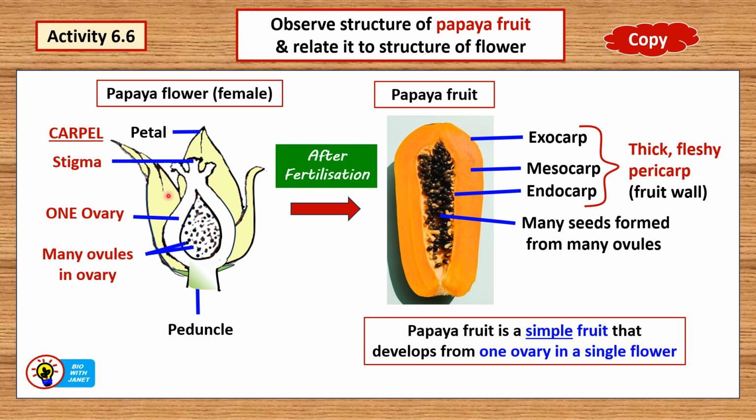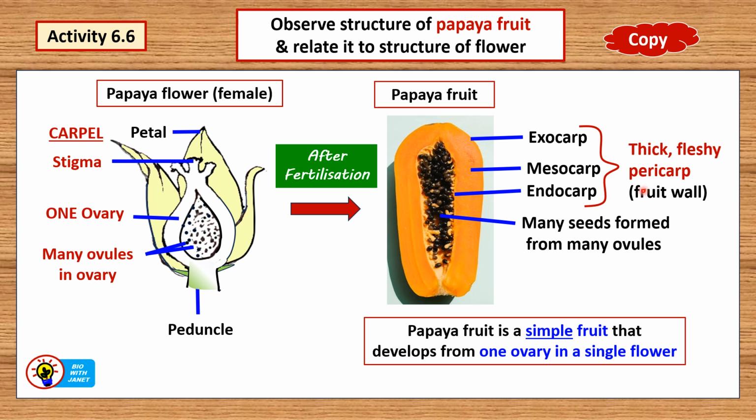Now, in this female papaya flower, we can see that it consists of actually only one carpel. Each flower has only one carpel, but there are a few stigmas branching up. But it's one carpel with one ovary. So this whole structure is called the carpel. There's one ovary that's very big, and then it has many ovules inside, which are attached to the wall of the ovary. After fertilization, the ovary will develop to form the fruit, and the ovary wall will develop to form the fruit wall in the fruit.